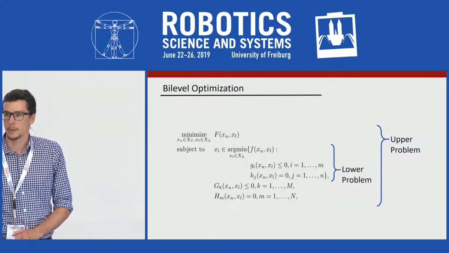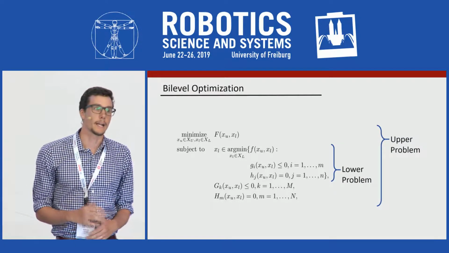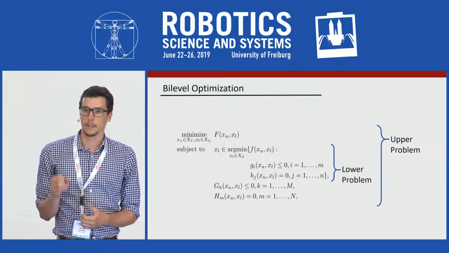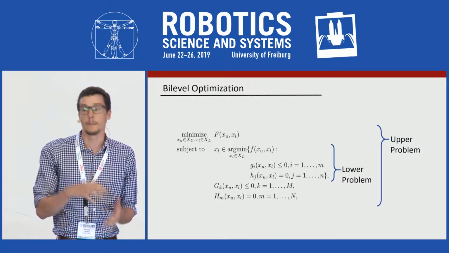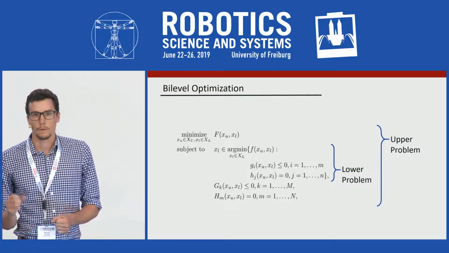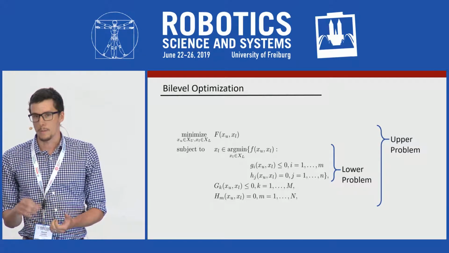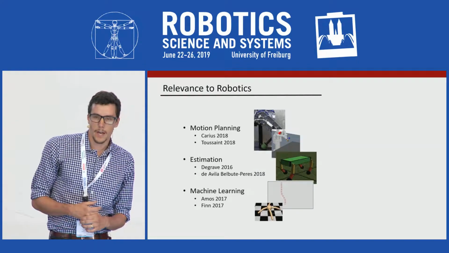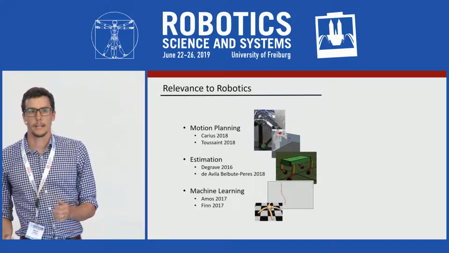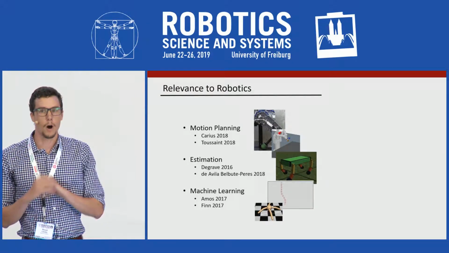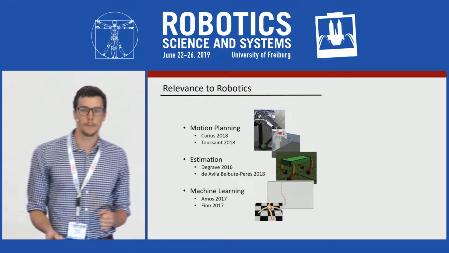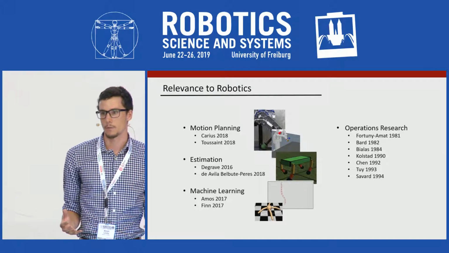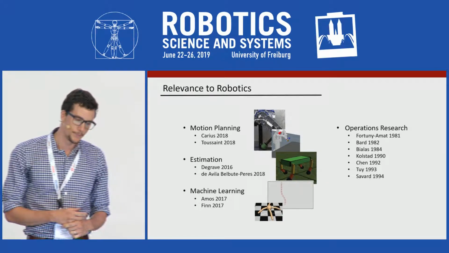We are interested in the problem of bilevel optimization. This is a class of optimization problem where the solution of an optimization problem is embedded either as a constraint or an objective of another optimization problem. We usually refer to the embedded one as the lower problem, and the resulting one as the upper problem. The reason we're excited about this class of problem is that if you start looking for them, you will find them all over robotics, from motion planning to estimation to machine learning. It also happens to be something that has a rich body of work in the operations research community.